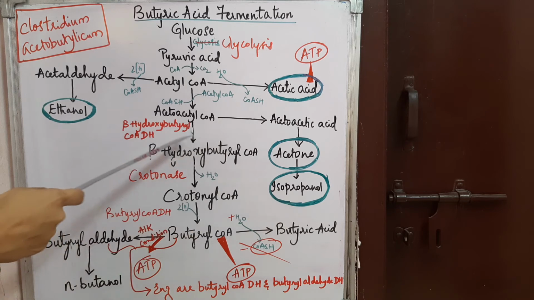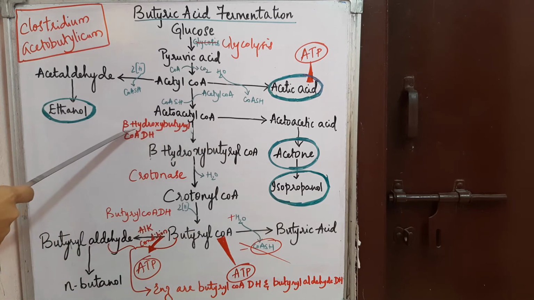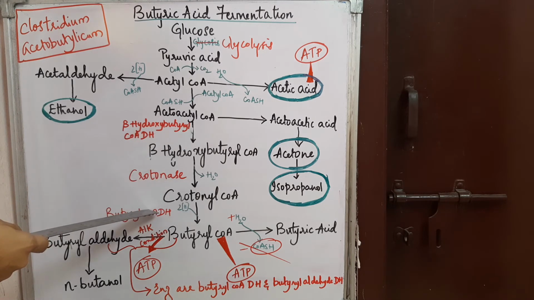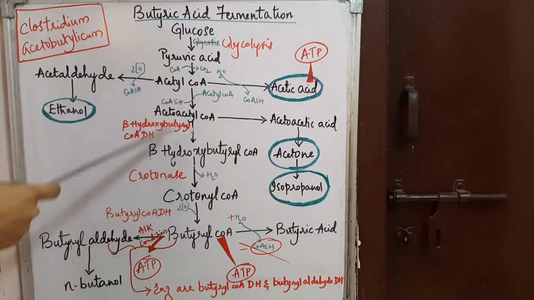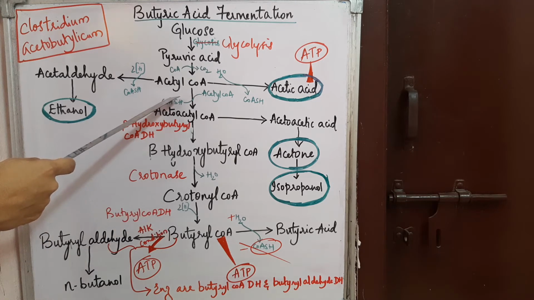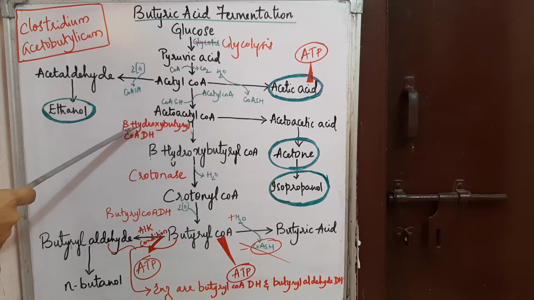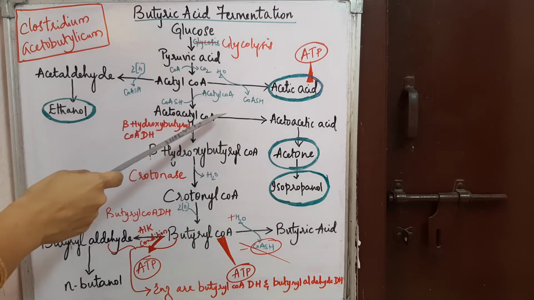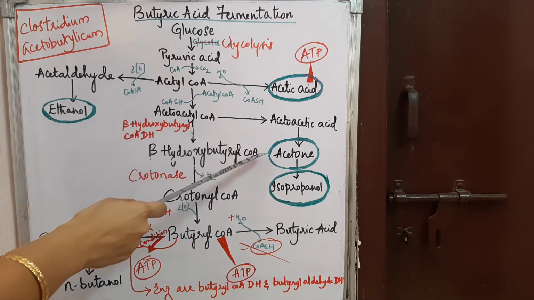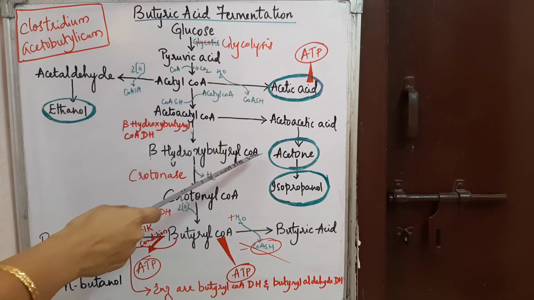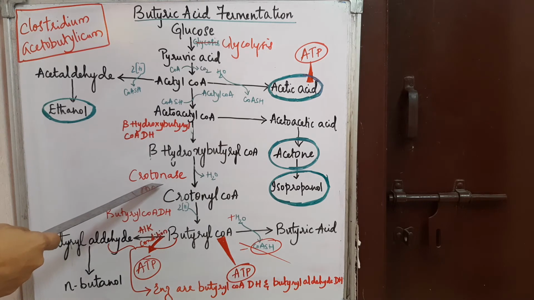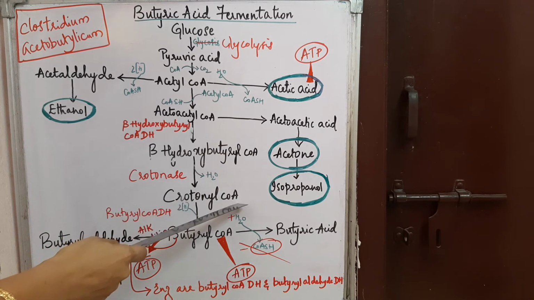Okay, now this acetoacetyl-CoA in presence of beta hydroxybutyryl-CoA dehydrogenase. DH stands for dehydrogenase. Whatever I have written in red color is the names of the enzymes. Okay, so here the enzyme was thiolase. Now here beta hydroxybutyryl-CoA dehydrogenase is the enzyme which is reducing acetoacetyl-CoA to beta hydroxybutyryl-CoA. This beta hydroxybutyryl-CoA with removal of one water molecule in presence of the enzyme crotonase is giving rise to crotonyl-CoA.